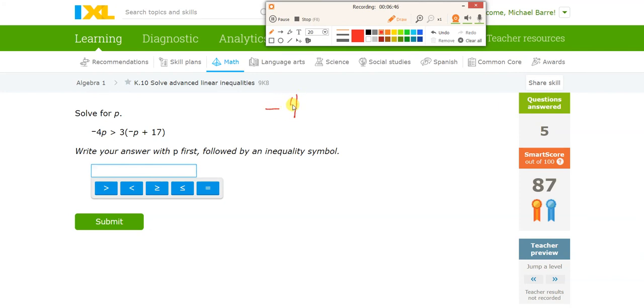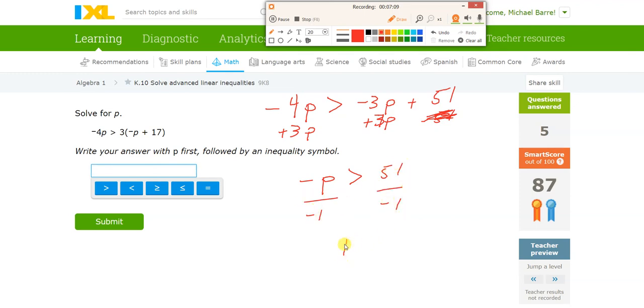Negative 4p is greater than distribution, so negative 3p plus 51. Not subtracting 51. Adding 3p to both sides. That gives me negative p is greater than 51. Dividing both sides by negative 1. P is less than negative 51.